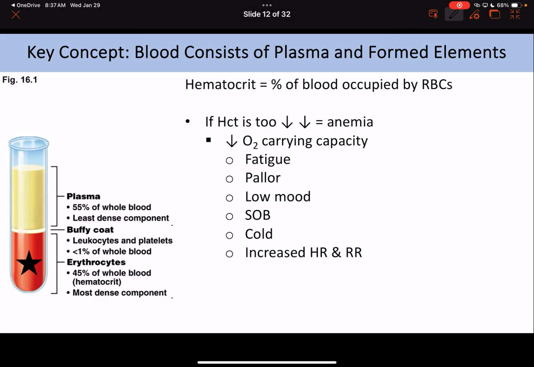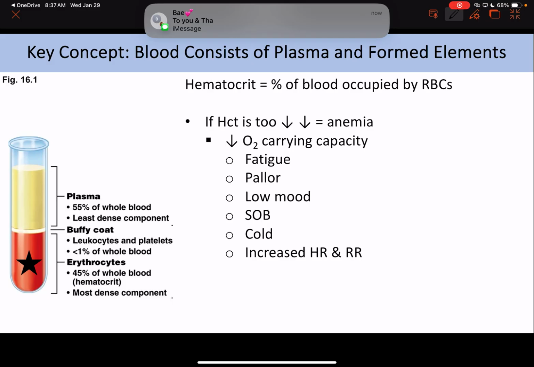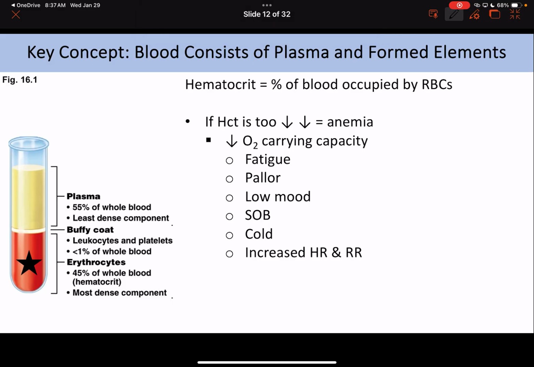So is everyone okay with those symptoms and signs being associated with anemia? Okay. If it's too low, severe, they'll need a blood transfusion. Oh yeah, for sure. Yep.